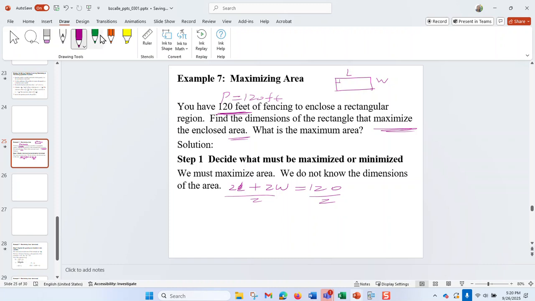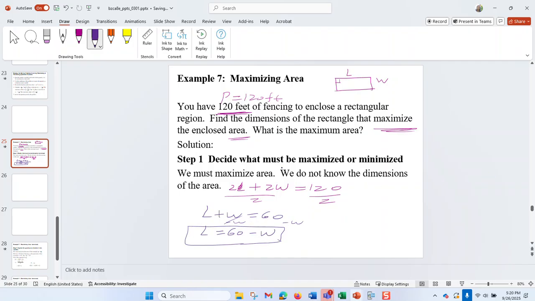So I will have L plus W equal to 60. Or I can solve for L equal to 60 minus W. I'm going to subtract W on both sides, right? So I will have this expression: my length is equal to 60 minus W.